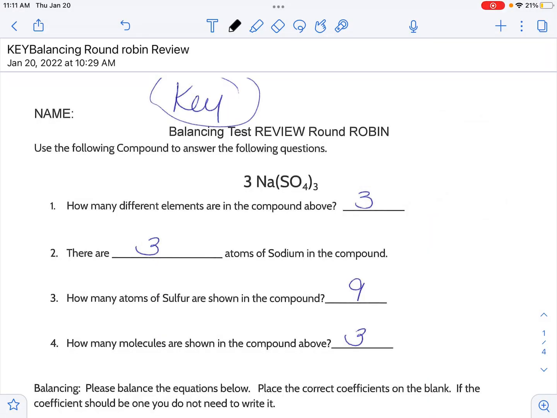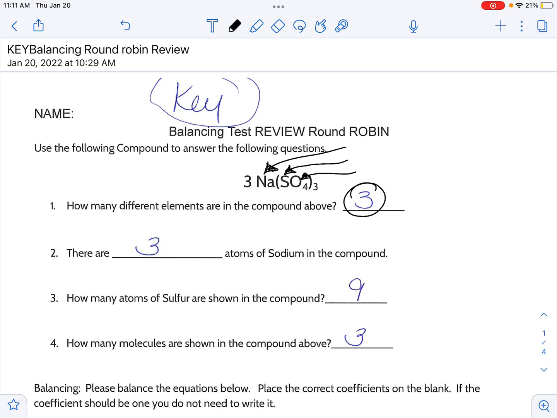Okay, so when we look at these problems, when we look at each of the different elements, we want to make sure that we can recognize that Na is a symbol for a single element, sodium. S is a single element symbol for sulfur, and O would be oxygen. So that gives us 3 different elements in this compound.